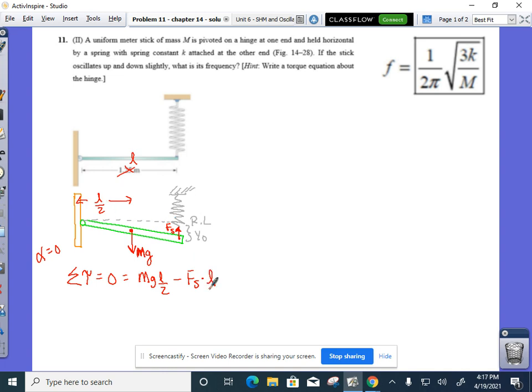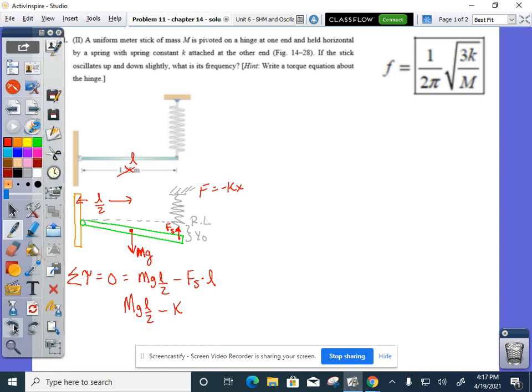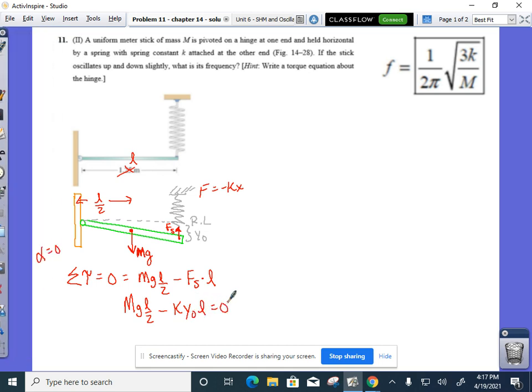Okay, and we remember that for a standard spring, the force is in the form of negative kx. Well, here we're using y naught to represent x, and we'll let that k stay as it is. So mg L over 2 minus k times y naught times L is equal to 0.